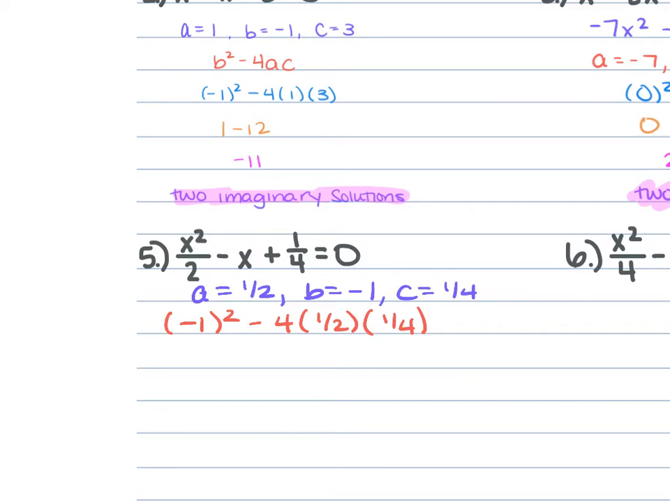So this is going to be, the negative 1 squared is positive 1, negative 4 times 1/2 is negative 2, negative 2 times 1/4 is negative 1/2. So this is going to be 1 minus 1/2, which is a positive 1/2. This is a positive answer, so we have 2 real solutions.